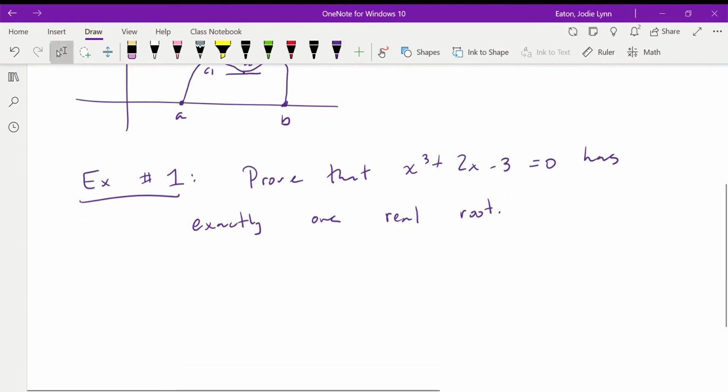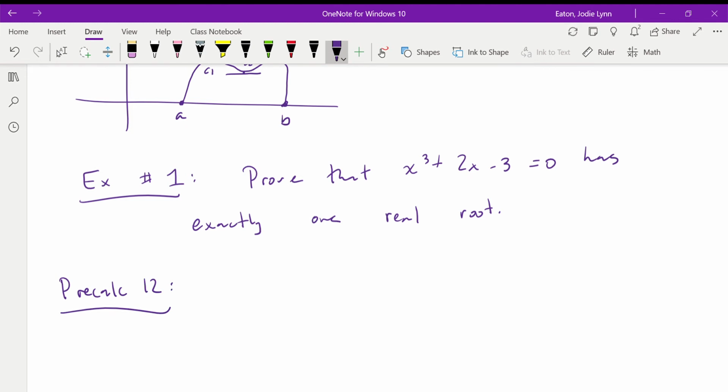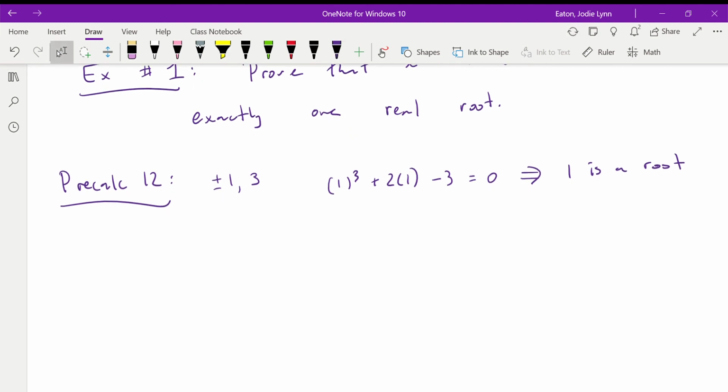Here is the Precalc 12 way of doing it. The rational root theorem says that the only possible rational roots are plus or minus 1, plus or minus 3. So let's try 1. 1 cubed plus 2 times 1 minus 3 equals 0. So 1 is a root. We would then do polynomial long division, or more simply synthetic division.